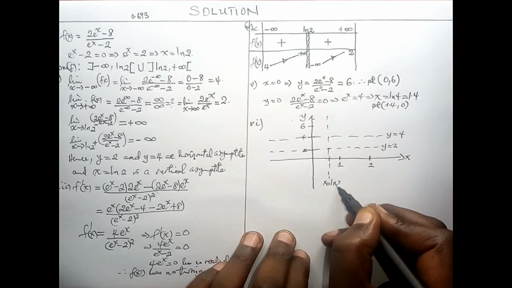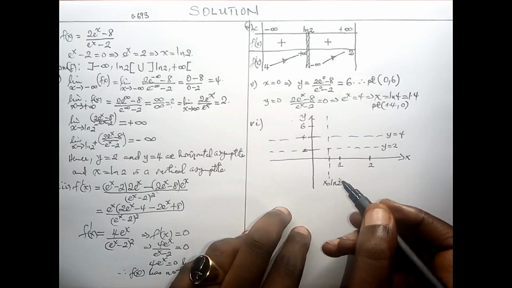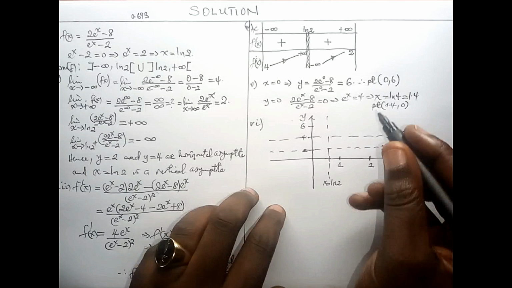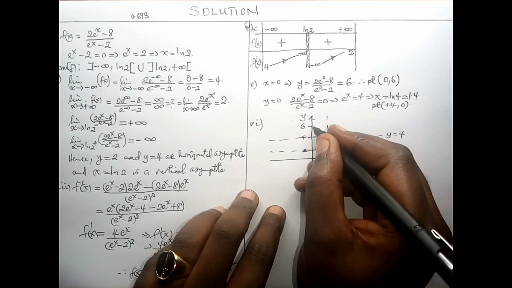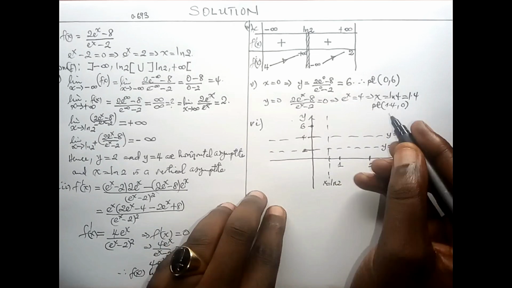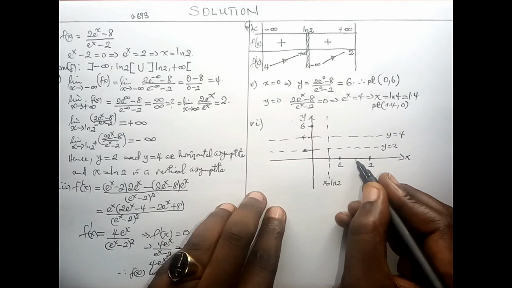From there now, I need to plot the points. The points are (0, 6), so here the graph would pass here, and there is 1.4. This is 1.5 should be here, 1.4 should be here. The graph would pass here.